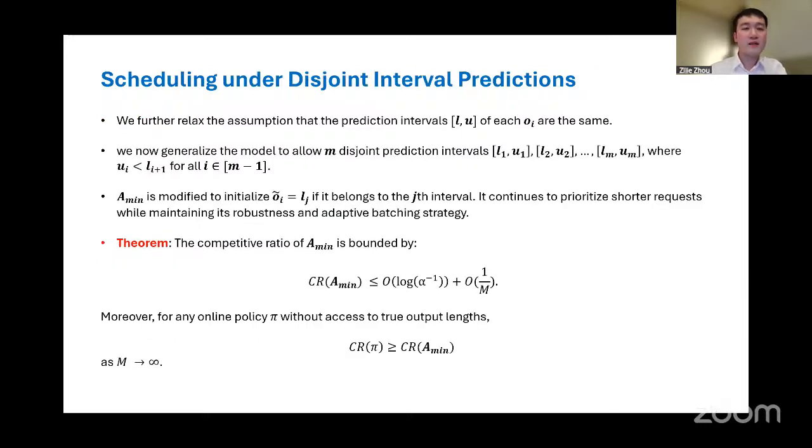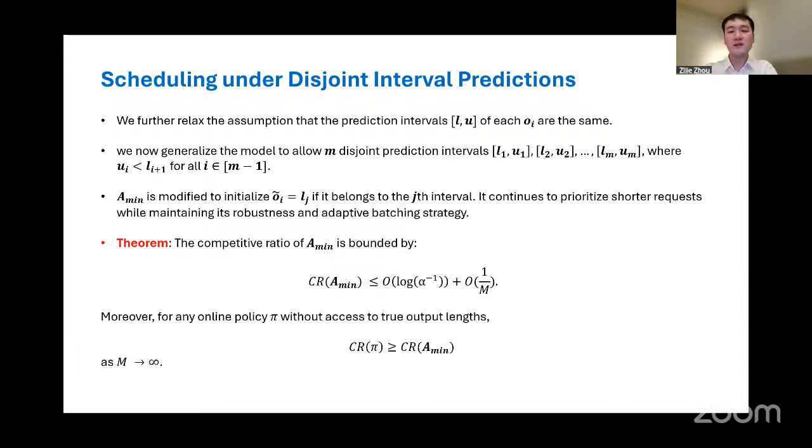And also, two things. One is how to extend it to this more realistic disjoint interval prediction. This is very simple. Compared to the previous L to U, now we have more information: we have L1 to U1, L2 to U2, so we have these different disjoint prediction intervals.